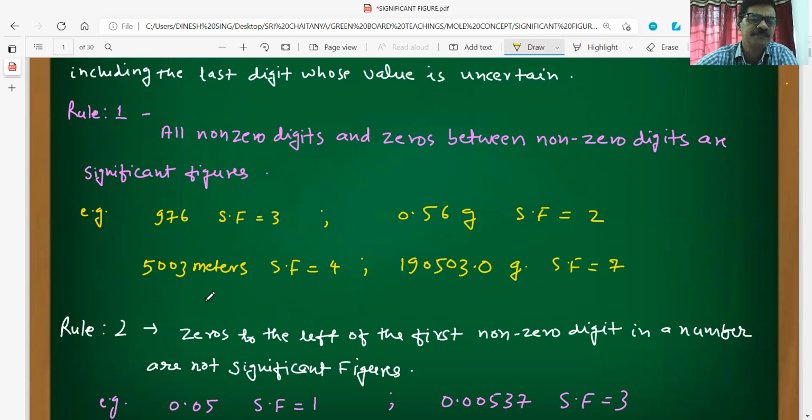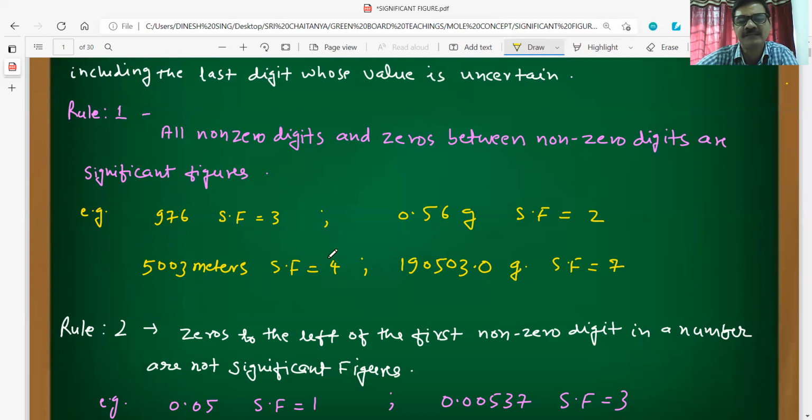Suppose we have the number 5003 meters. So these two zeros are present in between the non-zero digits, so they will be counted as significant figures. So here we can see the total digits are 1, 2, 3, 4. So total significant figures will be 4.